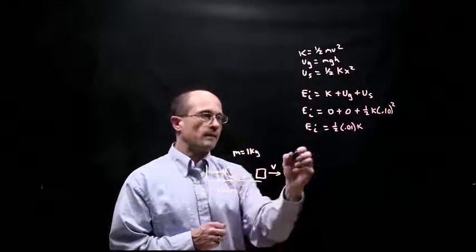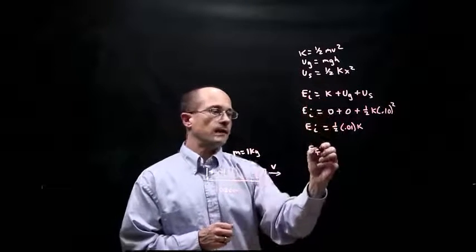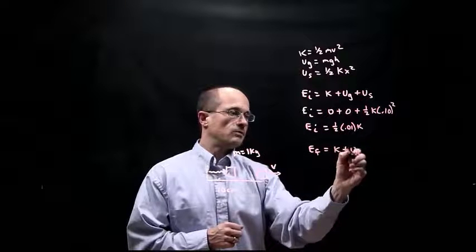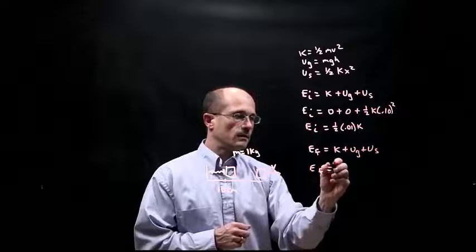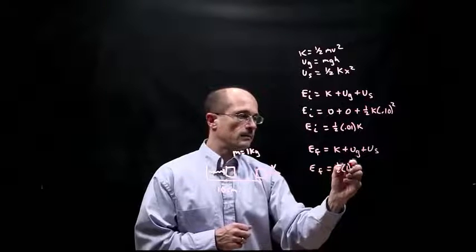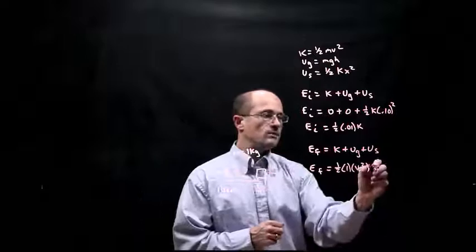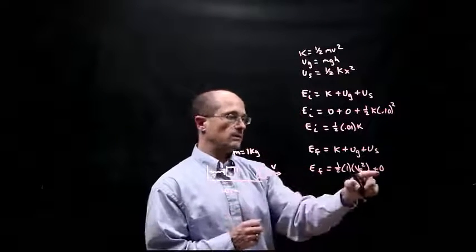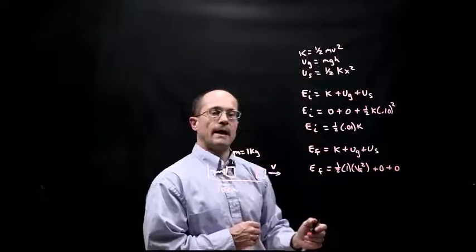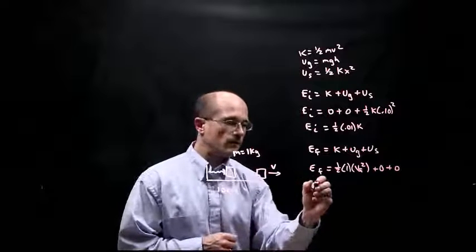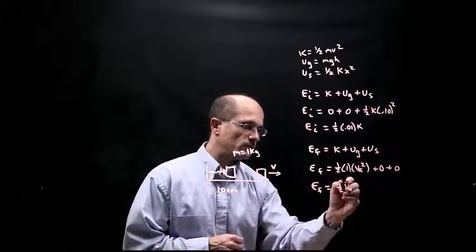So what's our final energy? Well, it's the same: kinetic plus potential plus the spring. In this case, our final energy is going to be 1/2 of 1 times V final squared, which we don't know. We still don't have any gravitational energy because we didn't change height. And our spring has now gone back to its natural length, so it's at 0. So we see that our final energy is equal to 1/2 V final squared.